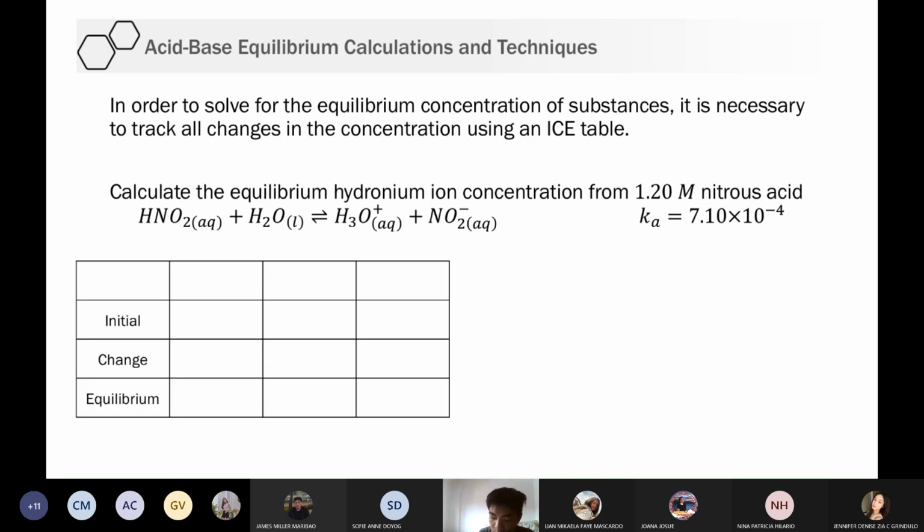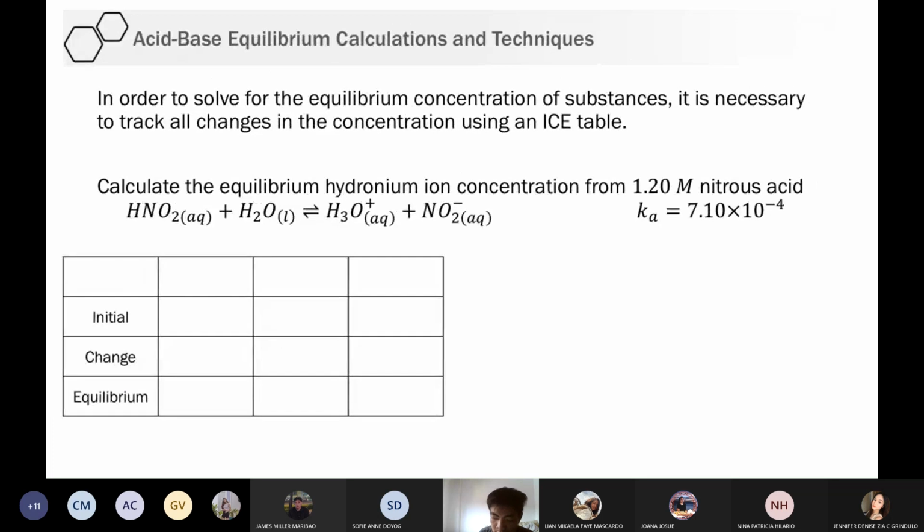Let's calculate for the equilibrium H plus concentration of 1.2 molar nitrous acid. Kung ito ay HCl, kunwari, what's the concentration of H plus? Pag HCl, 1.2 na rin, kasi we know HCl is a strong acid. So whatever the concentration of the acid is, that's equal to the concentration of H+. Pero nitrous acid to, and nitrous acid is a weak acid. Nandun yun sa nakalista kanina. Weak acid yan, yung HNO2.